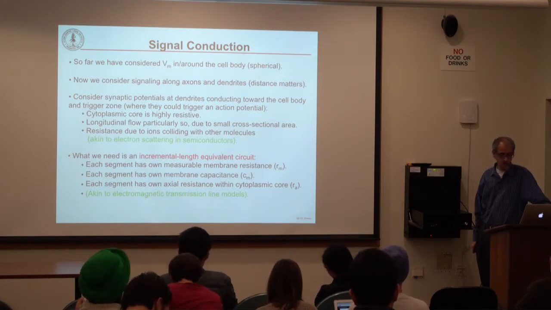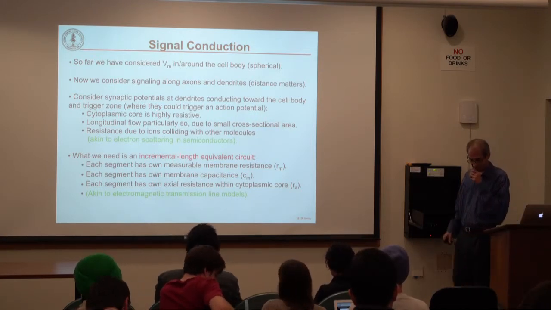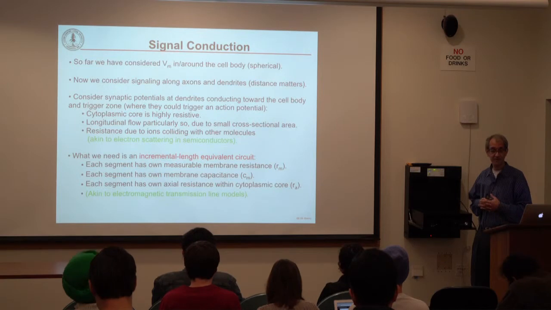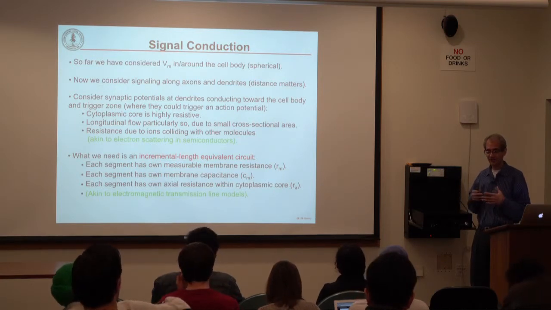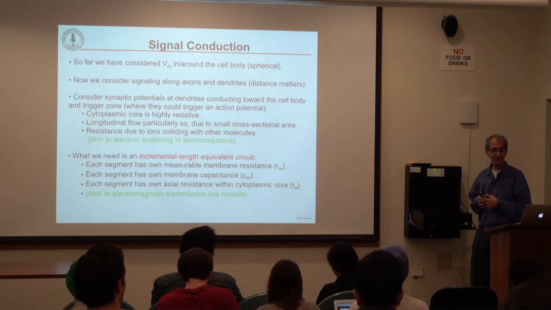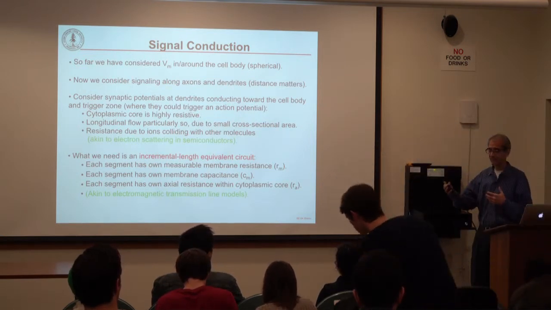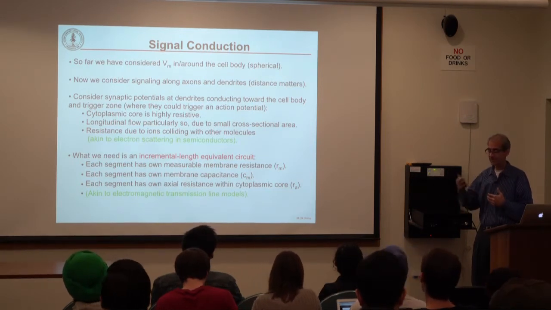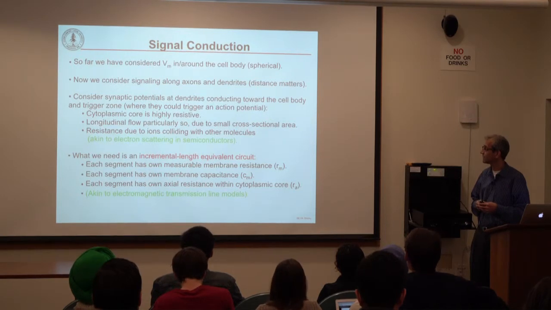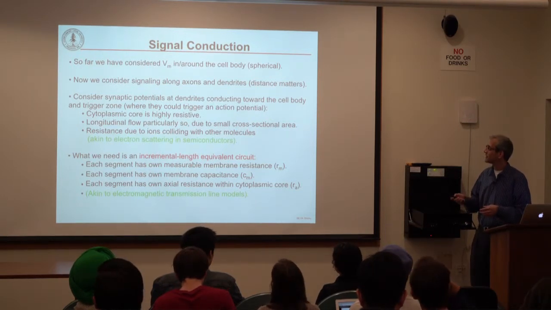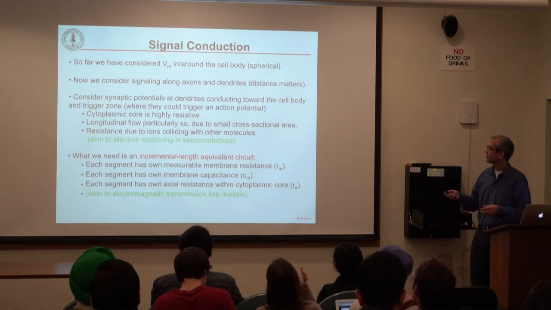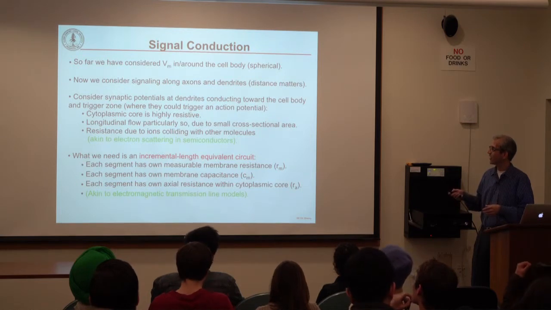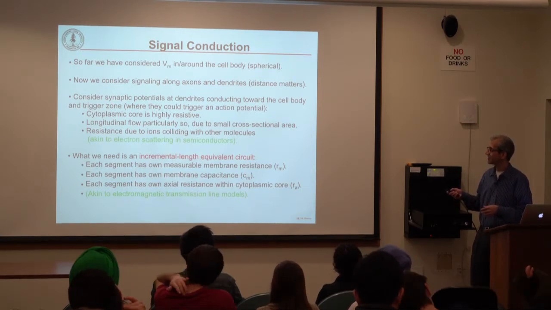If you remember, last time we were calculating input resistances, input capacitances, and starting to understand the time dependence with which neurons could change their membrane potentials. That's going to be very important for the information transfer from one neuron to the next via potentials. So far we've just considered this membrane potential in and around the cell body, which we've modeled as a sphere. But now we need to look at how those signals conduct along axons and dendrites.